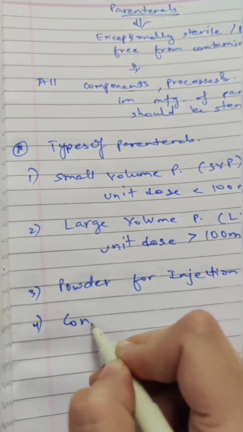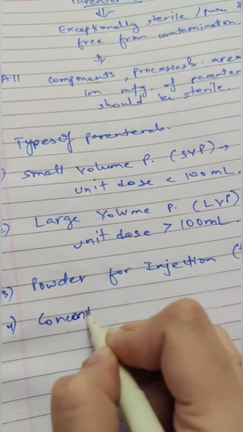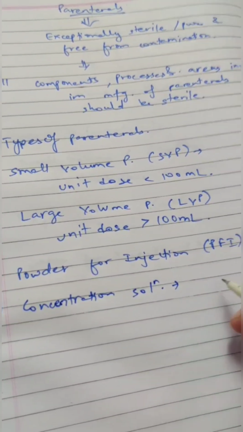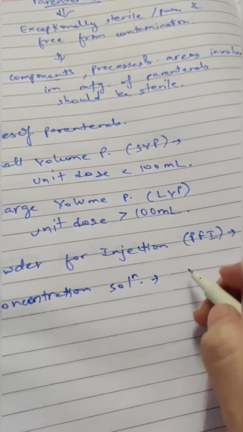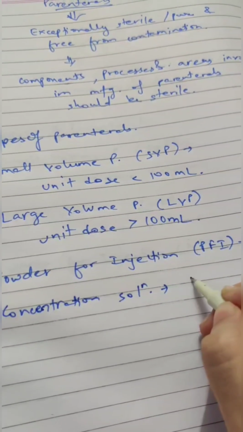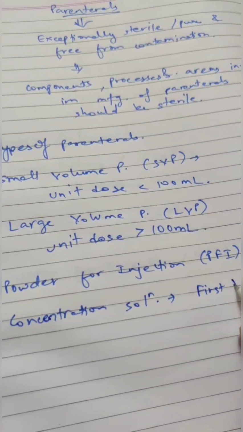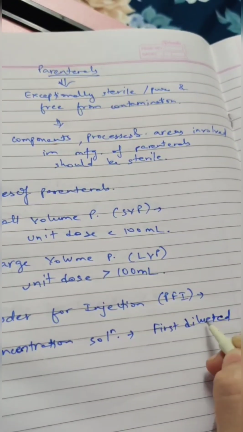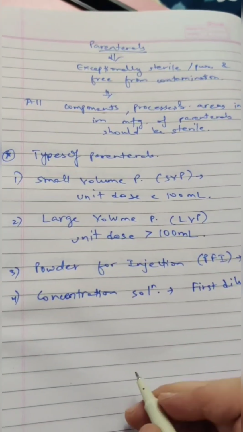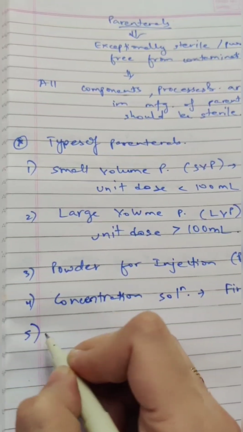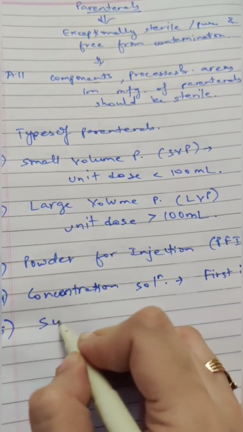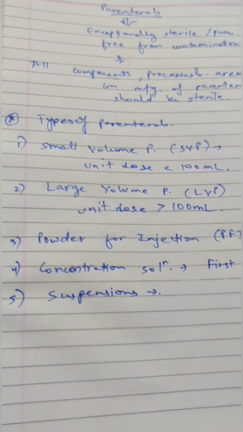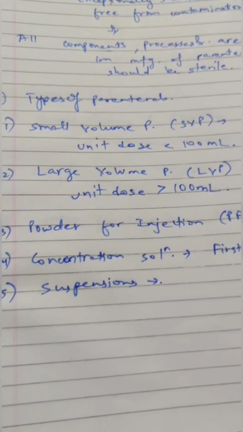Fourth is concentrated solution. Now, a concentrated solution is first diluted with the suitable diluent, and then it is administered. Okay, and then fifth is suspensions. Now there are many substances that come as suspensions.